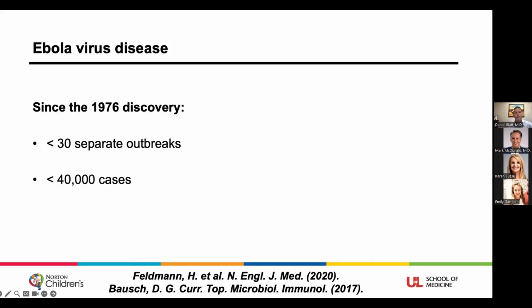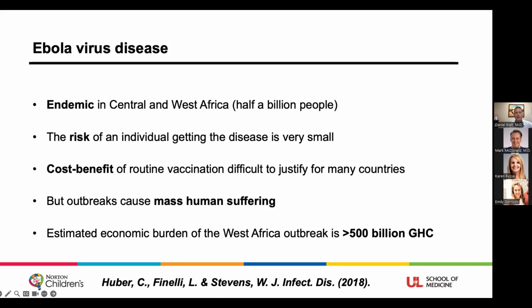Since the 1970s and the discovery of Ebola viruses, there have been less than 30 outbreaks and less than 40,000 cases. So it's not a lot of cases. And the area where Ebola is endemic comprises 500 million people, so a really large area. But I just told you there's been relatively few outbreaks. So with so many people and so few outbreaks, it's really tough for a low-resource economy to justify the cost of routine vaccination in a depleted healthcare system. But outbreaks are very devastating, and they have massive health and economic burdens.